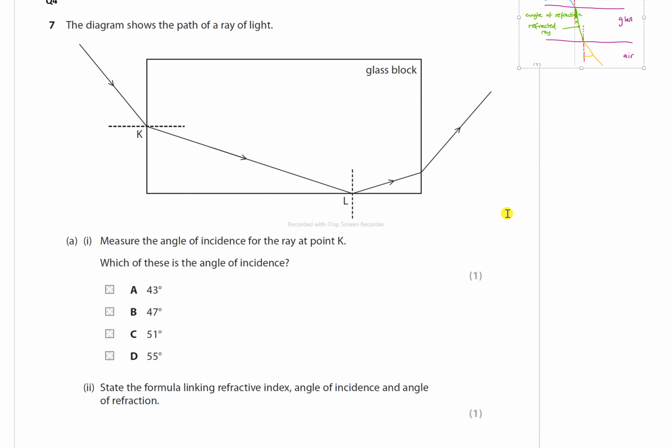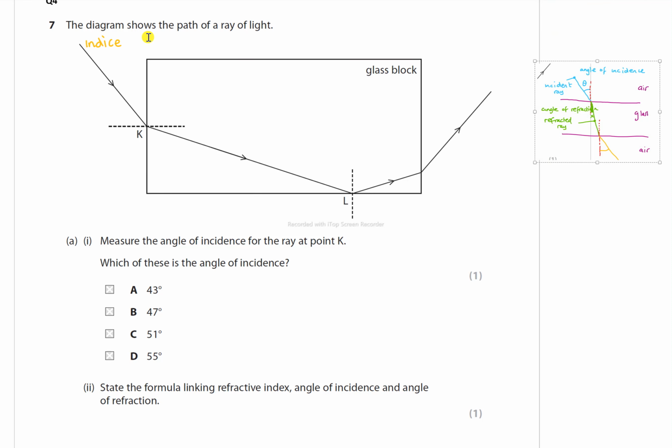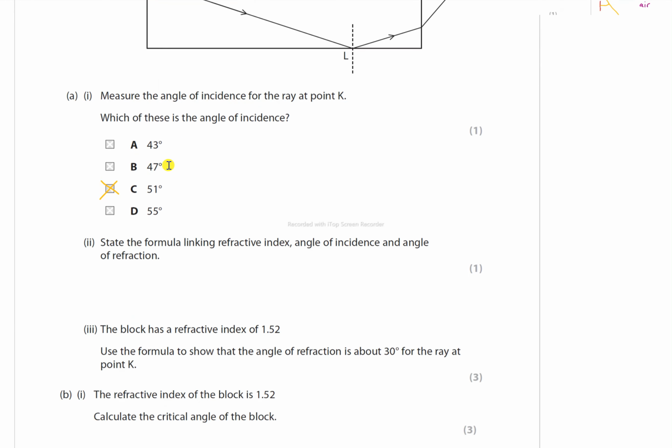Right. Measure the angle of incidence. So that's the incident ray. Where are we? Let's put that there, inside incident ray. And you always measure it to the normal. So you need to measure that angle. And when you measure it, it should be, hopefully, 51. So it's quite clever the way they've done it. They've done it in a way where you need to think about it.